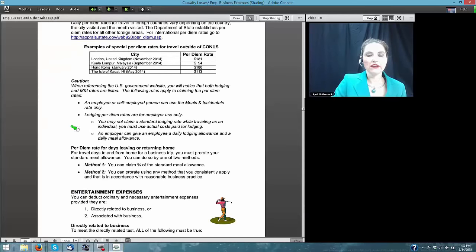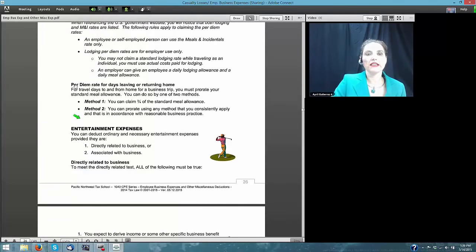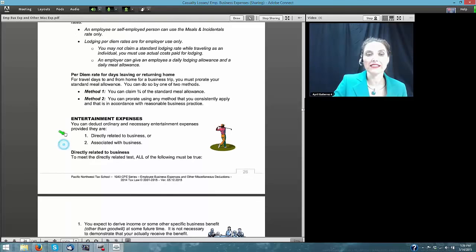So moving on, per diem rates for the days leaving or returning home. For travel days to and from home for a business trip, you must prorate your standard meal allowance, and you can do so by one of two methods. Method number one, you can claim 3/4 of the standard meal allowance, or method number two, you can use any method that seems reasonable as long as you consistently apply it and it is in accordance with reasonable business practices.